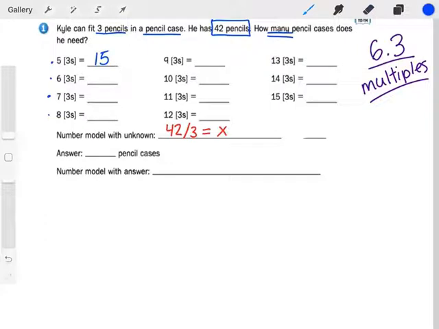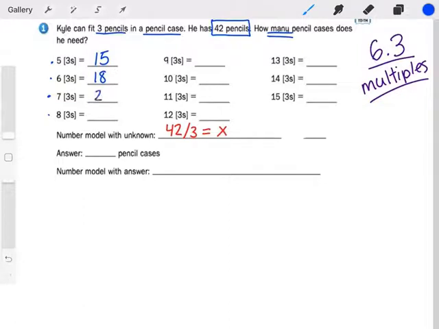So 6 times 3 is 30. Oh, I'm sorry. That's 6 times 5. Losing my train of thought. Oh, that's not what I wanted to do. All right. 6 times 3 is 18.